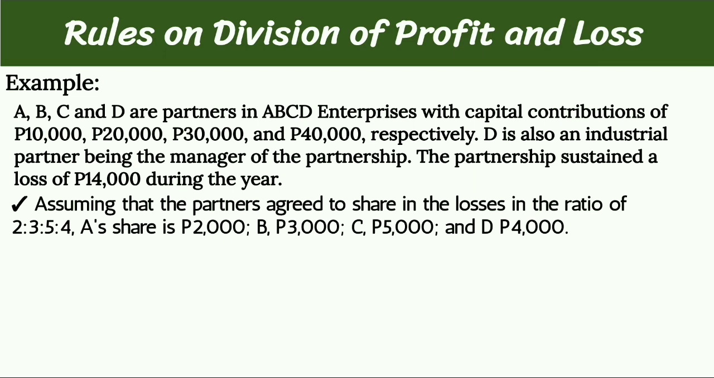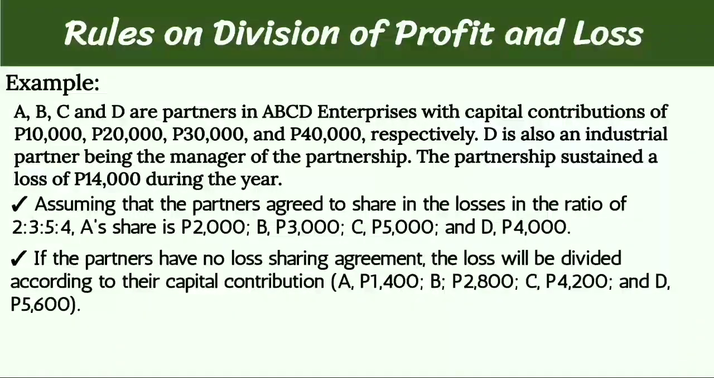So paano na-compute yung 2,000 pesos? 2 plus 3 plus 5 plus 4, that is equal to 14. 14,000 pesos times 2 over 14, that is equal to 2,000 pesos. Yung 3,000 pesos naman, that is 14,000 pesos times 3 over 14. Yung 5,000 pesos naman, that is 14,000 pesos times 5 over 14. At yung 4,000 pesos naman, that is 14,000 pesos times 4 over 14.